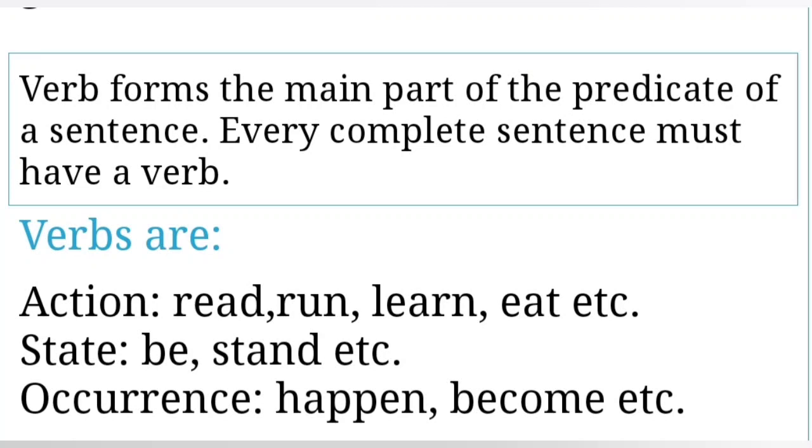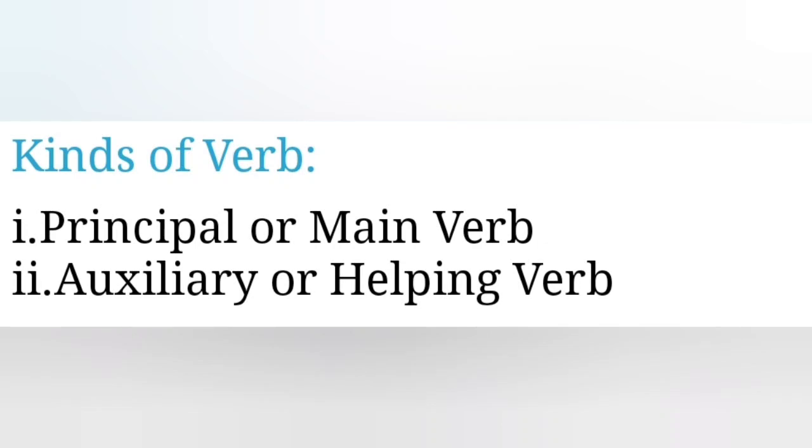Verbs show action, for example, read, run, learn, eat; state, be, stand; occurrence, happen, become. Kinds of verb: principal or main verb and auxiliary or helping verb.